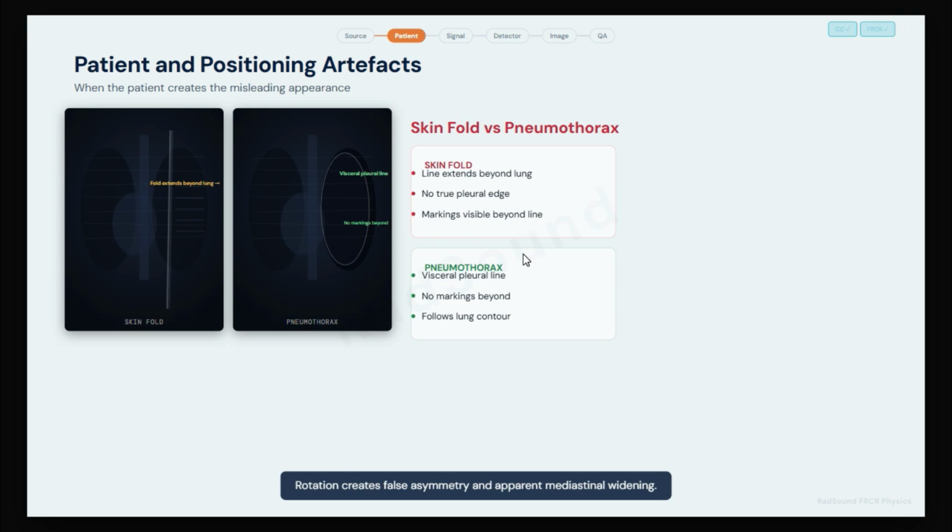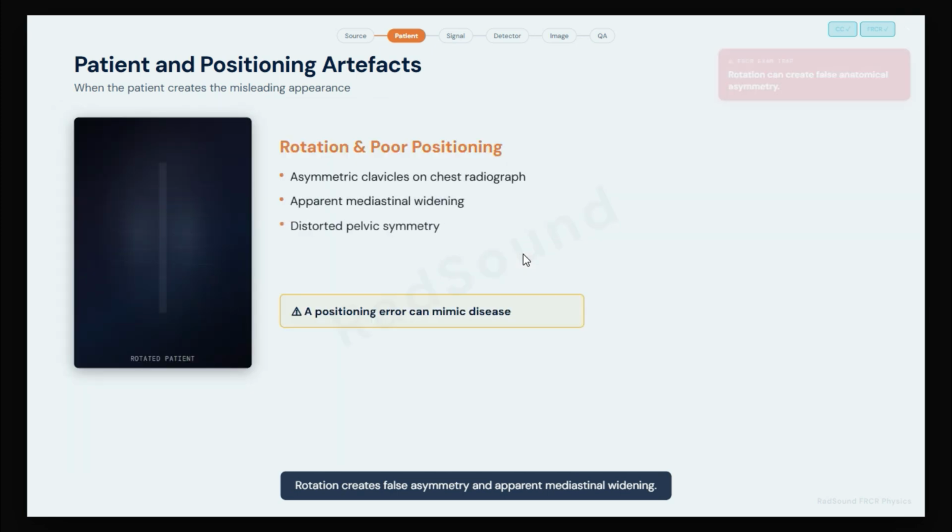Rotation can create asymmetry in appearance. Poor positioning or poor rotation can lead to distortion. Distorted pelvic asymmetry might make you think there is a fracture. All these are artifacts that might arise from the patient: things the patient is wearing, tubes coming into the patient, abnormal position, and abnormal rotation. All of them might arise from the patient.